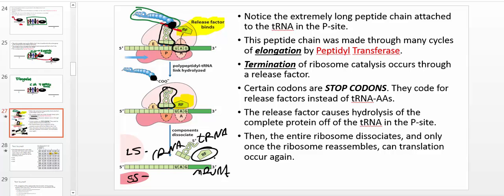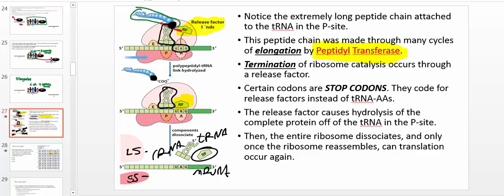And notice the process of elongation was catalyzed by the ribosomal RNA component peptidyl transferase. So hopefully that makes a little bit of sense. In the next video, something that's not required for A&P, but required for biochemistry, we'll look at the mechanism of peptidyl transferase, and we'll find it's actually not that difficult.